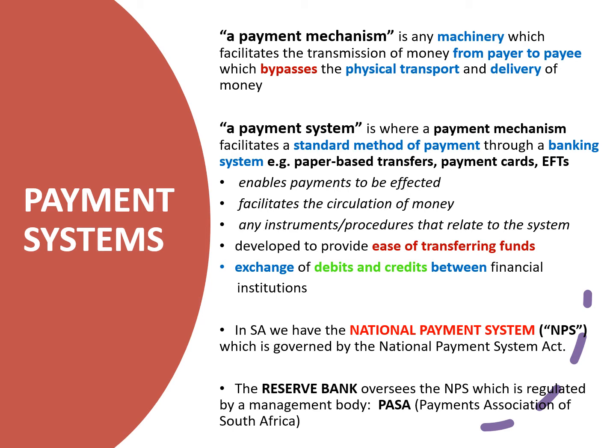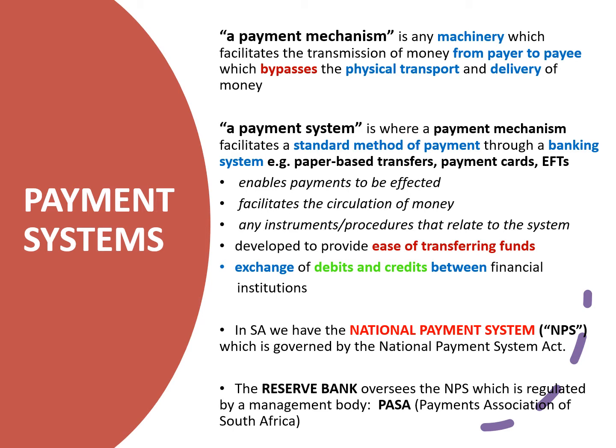A payment system, in turn, is where you have a payment mechanism which then facilitates a standard method of payment through a banking system. In other words, we use these payment mechanisms to create a system that is accepted in the banking world. Examples of these systems are paper-based transfers. Remember, paper-based transfers could be anything from a check to a stop order to a traveler's check.